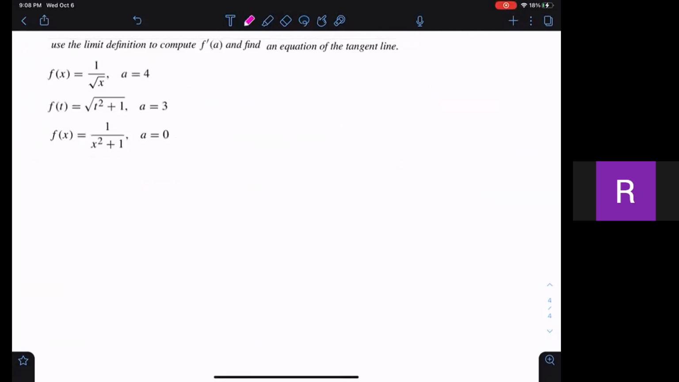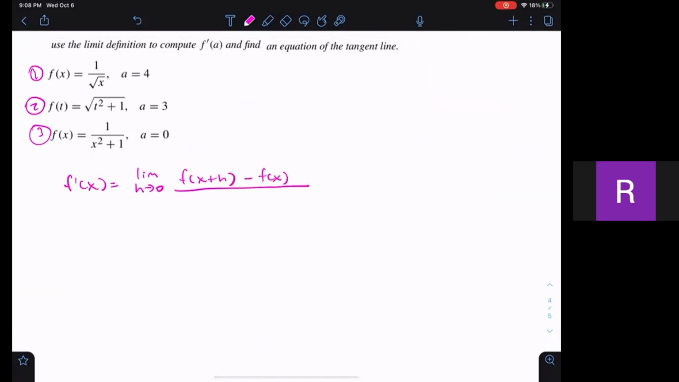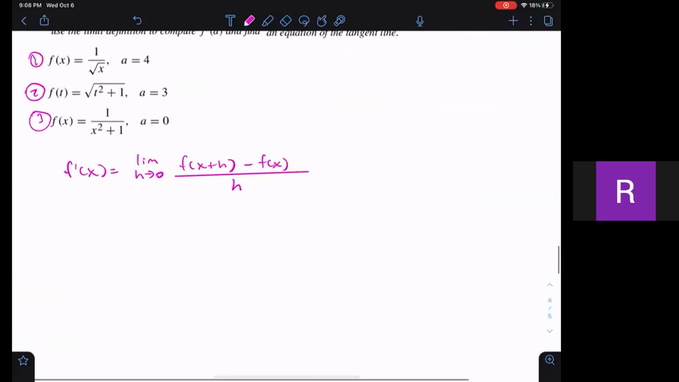So for the first one, let's call this 1, 2, 3. Okay. So f prime of x using the limit definition is the limit as h approaches 0 of f of x plus h minus f of x over h, right? Very easy thing to do. So just choose the limit definition, right? So this is going to be 1 over square root of x plus h minus 1 over square root of x, over h.